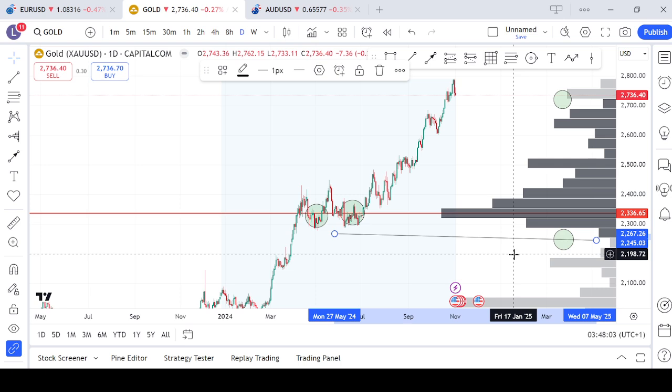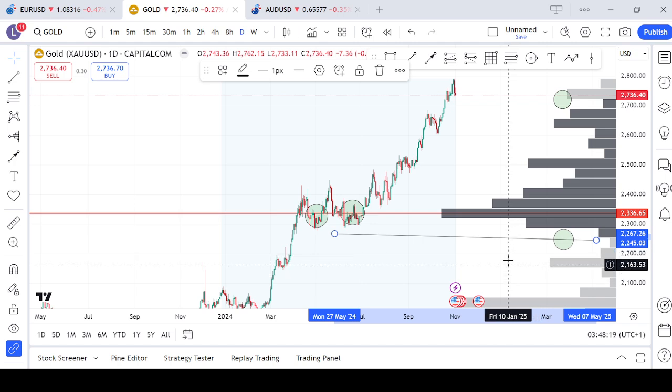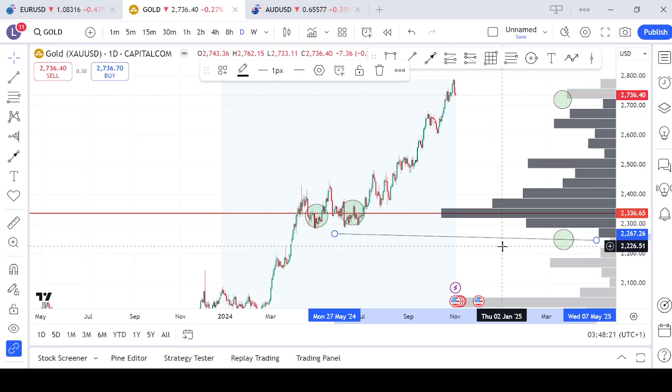So understanding volume distribution helps you identify institutional trading activity. Areas of high volume suggest strong price acceptance, while low volume areas often lead to quick price movements as traders seek better prices. So to use volume profile effectively in your trading, you should look for price rejection at high volume nodes.